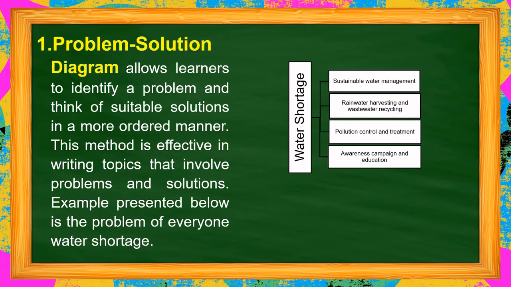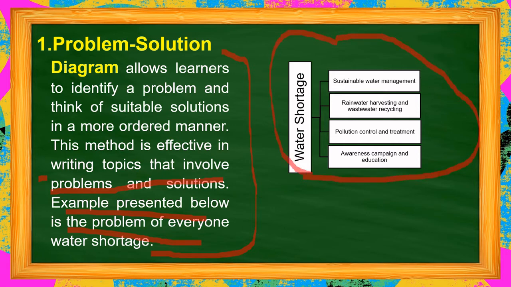This is the problem solution diagram. Problem solution diagram allows learners to identify a problem and think of suitable solutions in a more ordered manner. This method is effective in writing topics that involve problems and solutions. So we have here the example presented at the side. It is an example of a water shortage. Our problem is water shortage. What will be the solution?